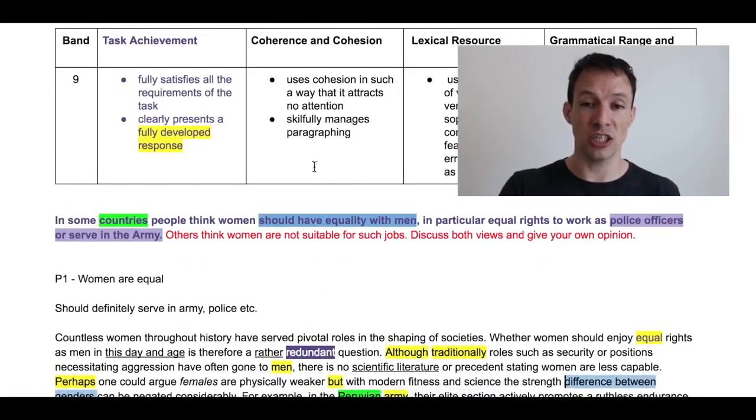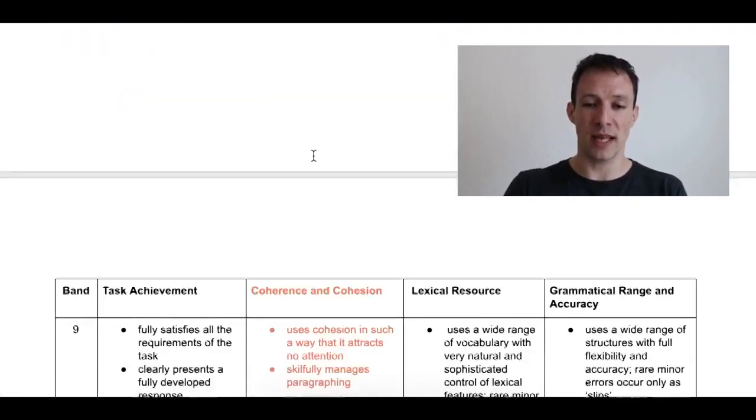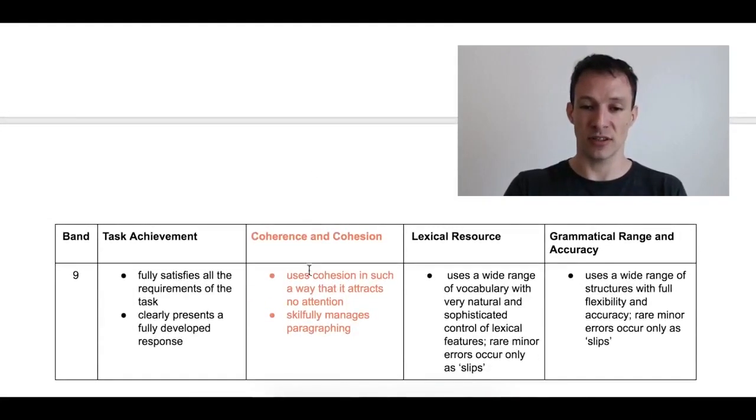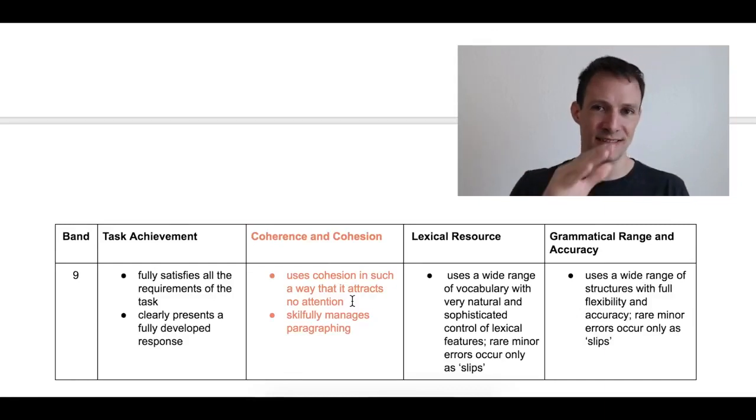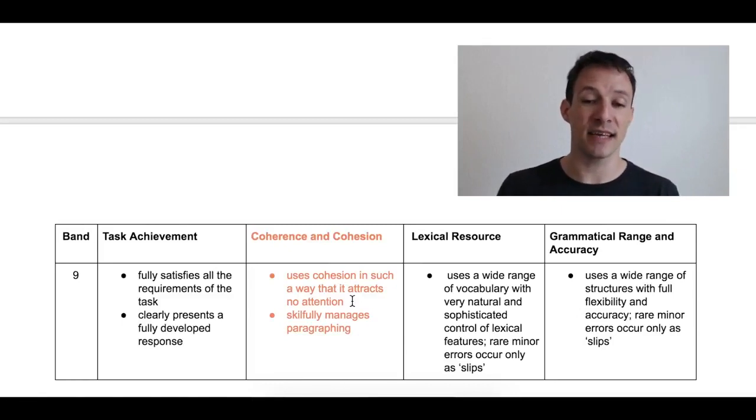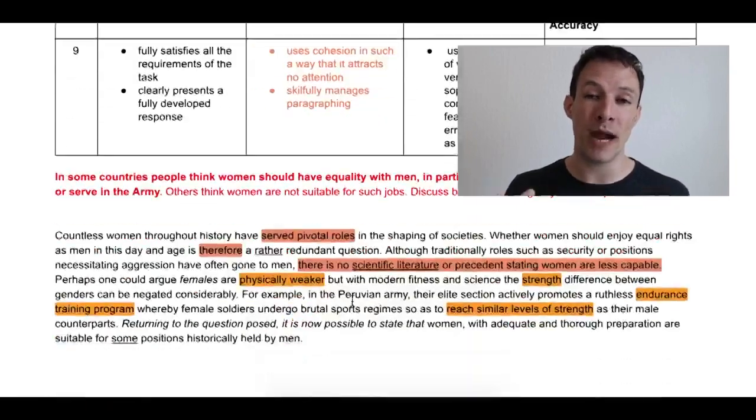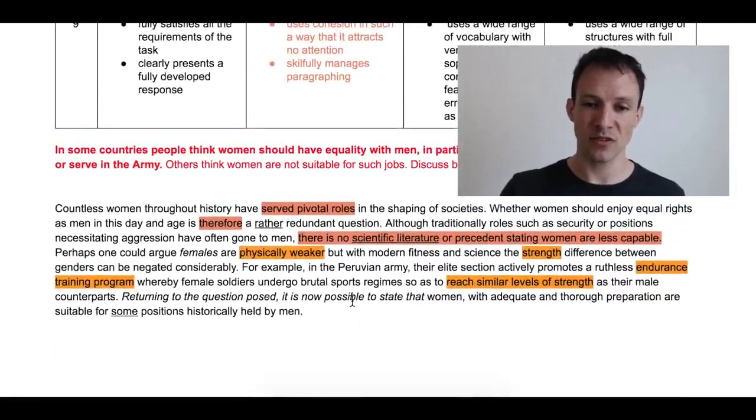Now, let's move on to cohesion and coherence. Before we get there, it's important to look at the criteria. Okay? Uses cohesion in such a way that it attracts no attention. This is for a band 9. So it's difficult to actually see the connection, especially in a band 9 essay. And also it says skillfully manages paragraphing. So let's see.